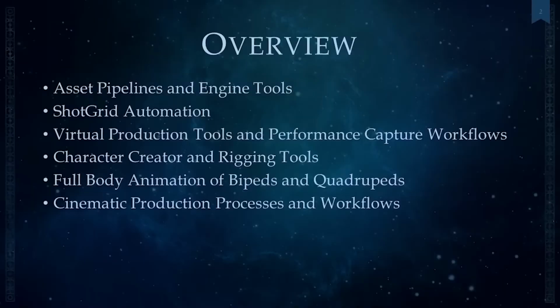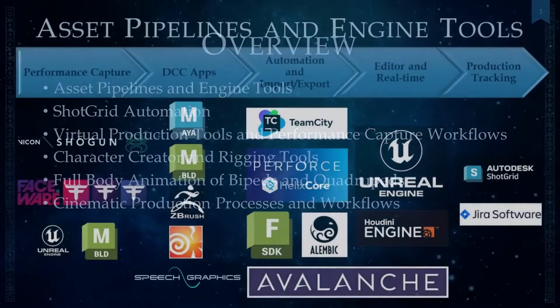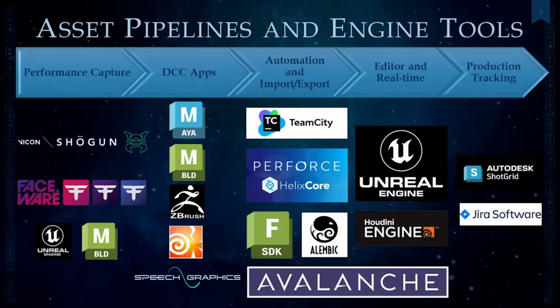So let's get started. Here's an overview of what we're going to be covering today. We're going to cover the asset pipelines and engine tools, ShotGrid automation, the virtual production tools and performance capture workflows, character creator and rigging tools, full body animation of bipeds and quadrupeds, and we're going to end it with cinematic production processes and workflows.